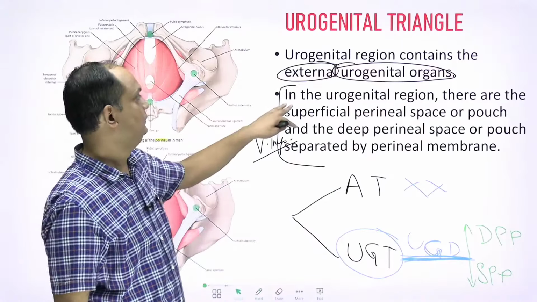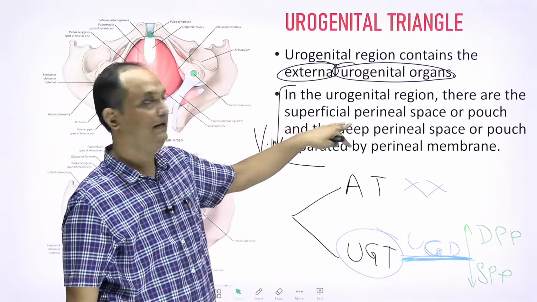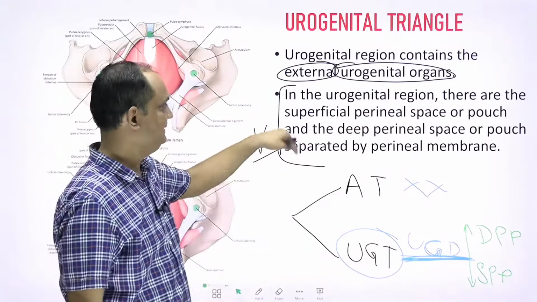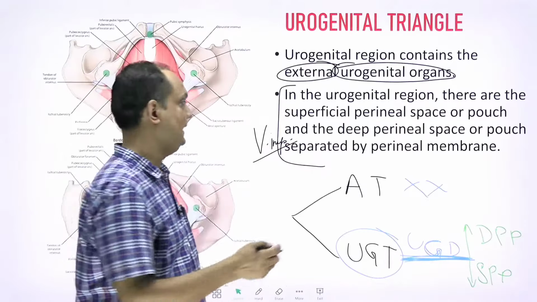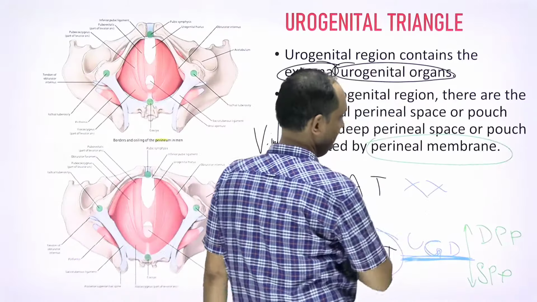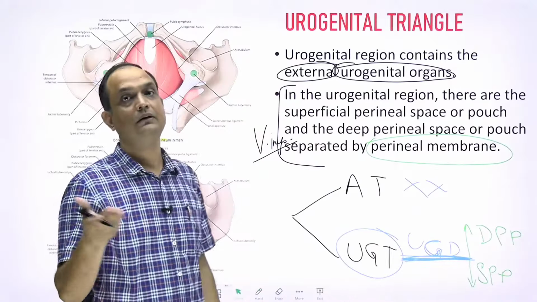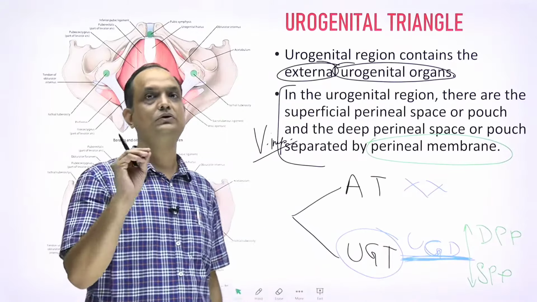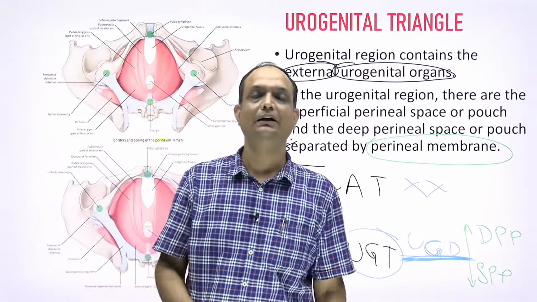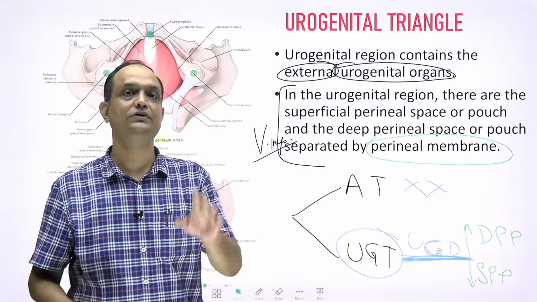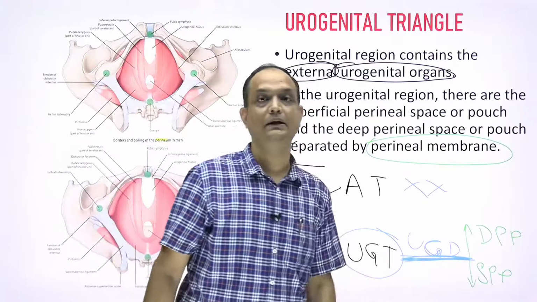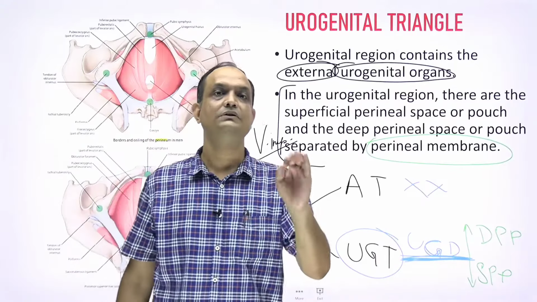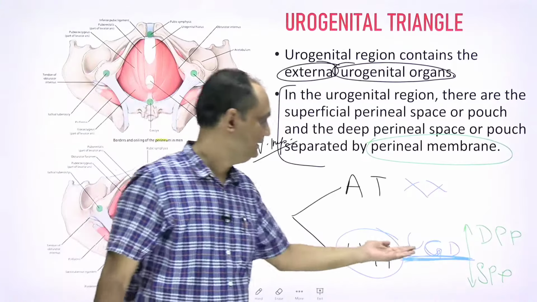Clear? So, with the urogenital diaphragm, there are the superficial perineal space or pouch and the deep perineal space or pouch. These spaces are separated by the perineal membrane, and this membrane is actually the inferior covering of the urogenital diaphragm. So, my dear friends, the question here is: what is the definition of the superficial perineal pouch? The answer is that the superficial perineal pouch is the area which lies below the perineal membrane.